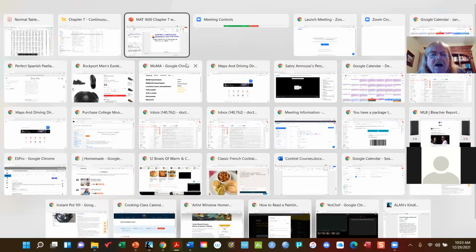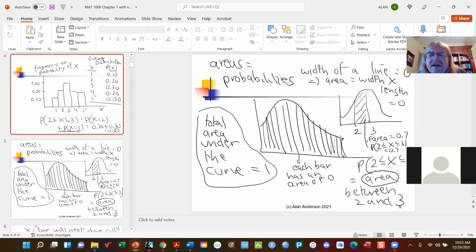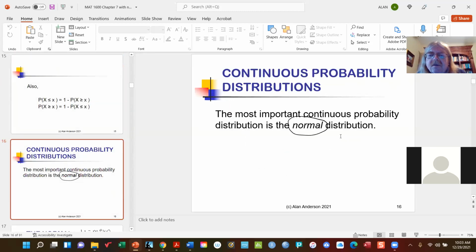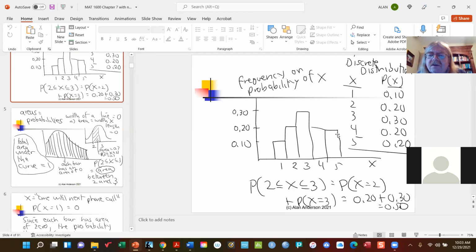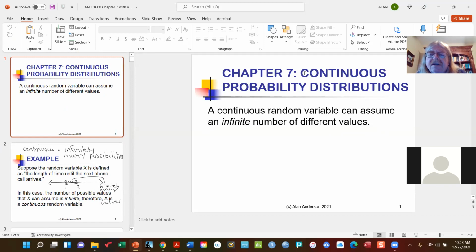Okay, so then let's go back to the slides and let's see, where did we leave off? So we start out with a lot of theoretical discussion about how continuous distributions are different than discrete distributions. The main difference is that with a continuous distribution, we have an infinite number of possible values. Whereas with a discrete distribution, the number of possibilities is finite. Now, it can still be a very large number, but it's not infinite.